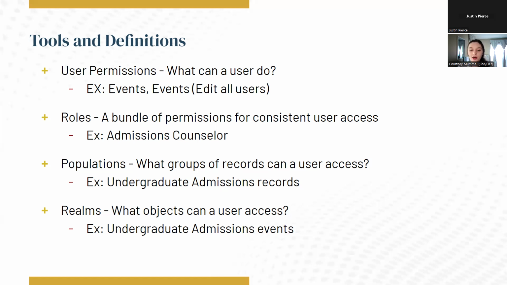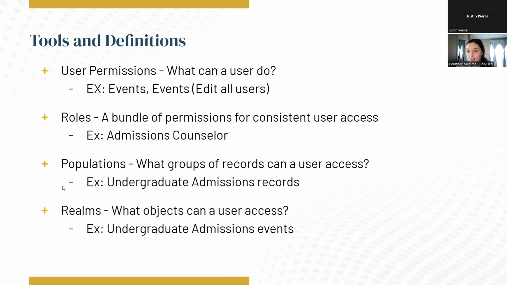And then realms are what objects a user can access. So technically, somebody might have the user permission for a specific tool within Slate, but it's underneath a specific realm that I don't have access to. And so I might get a forbidden error. I'll show you an example of what that looks like in a minute, but realms are added to different tools within the system to grant permission to different areas within Slate.